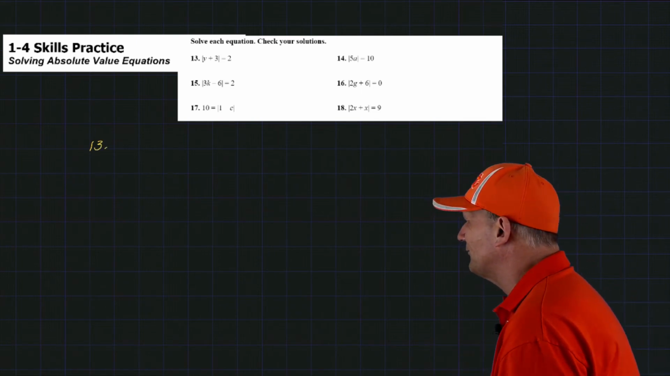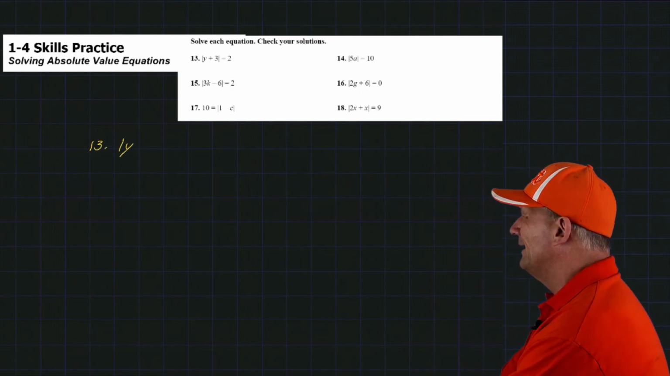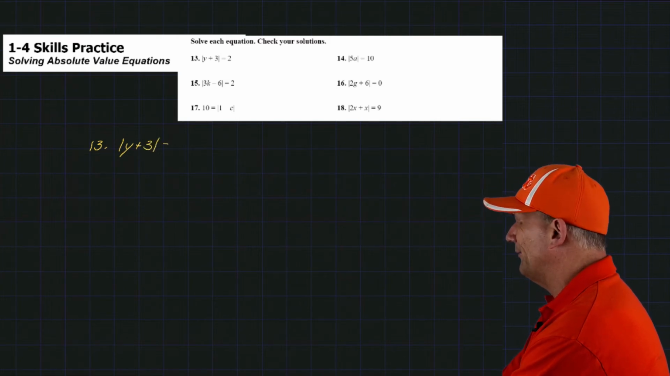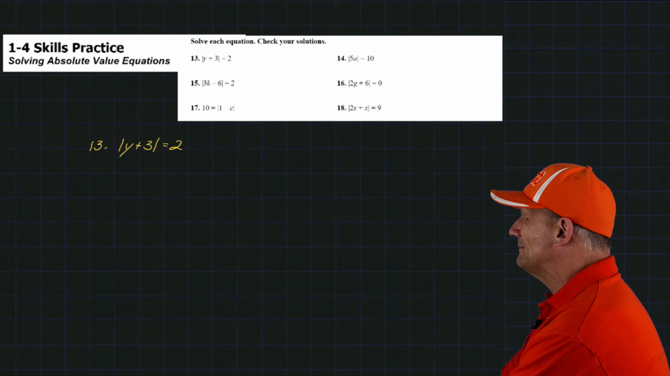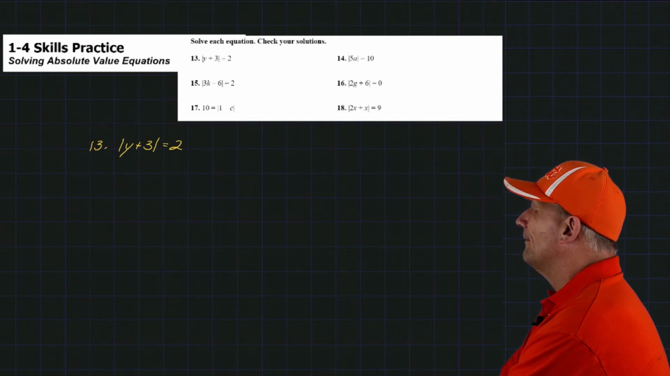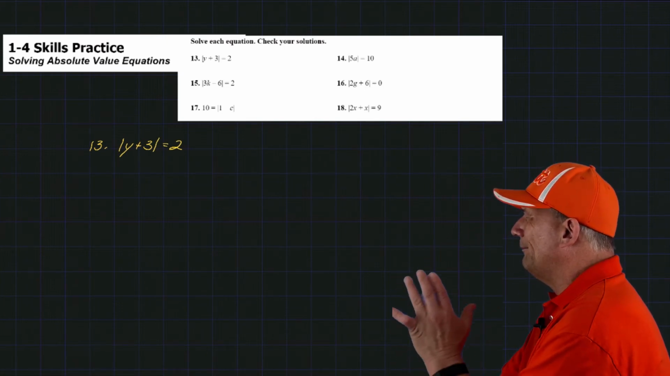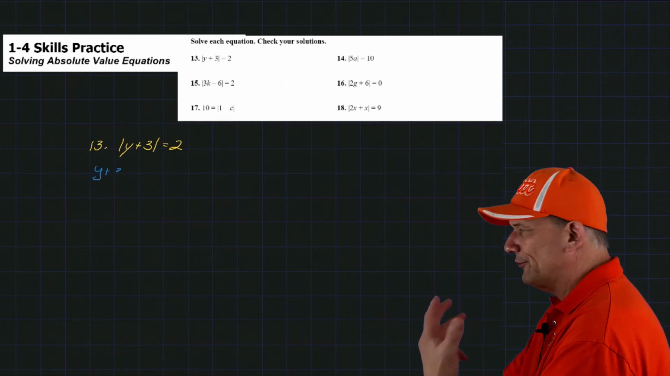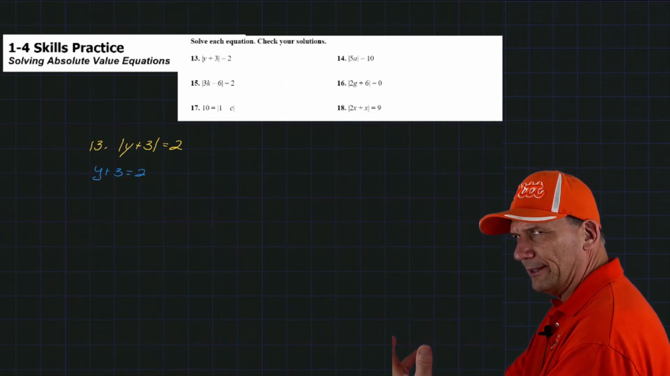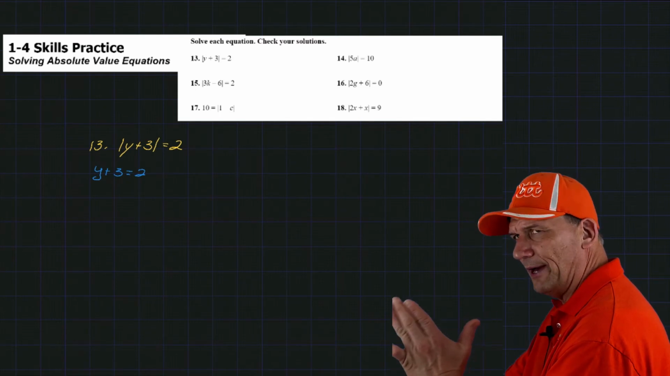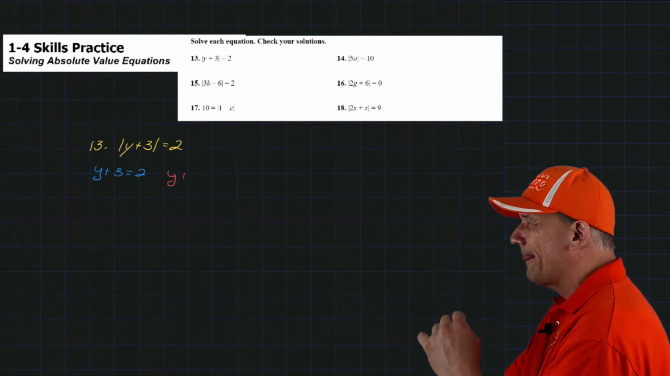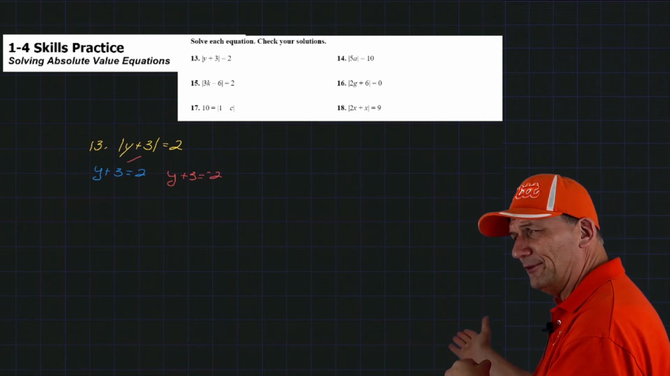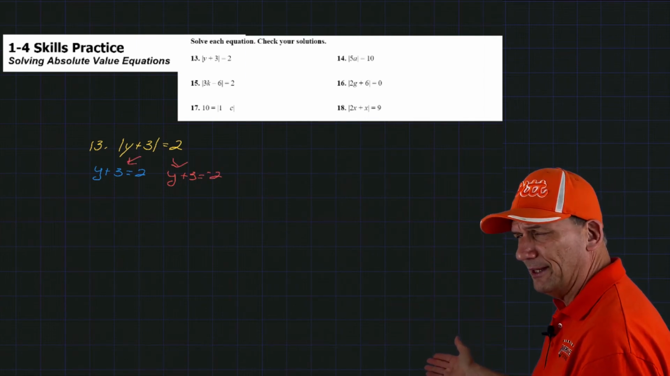All right, now we're going to actually solve equations. Now, look, this is fairly easy to do as long as you remember one thing. Absolute value of y plus 3 equals 2. 90% of the time, there are 2 answers to absolute value equations. Why? Because we're talking distance. You can be to the right of something 2 miles and to the left of something 2 miles.